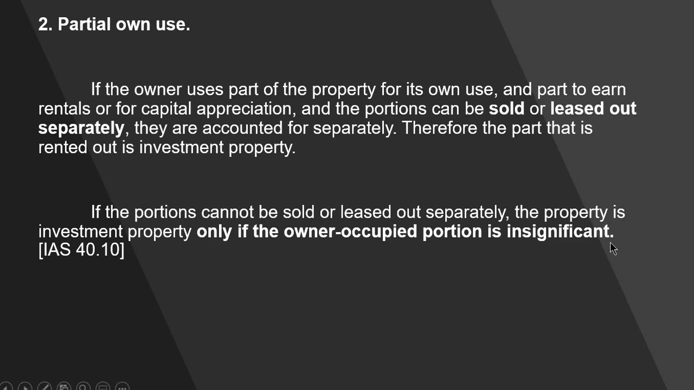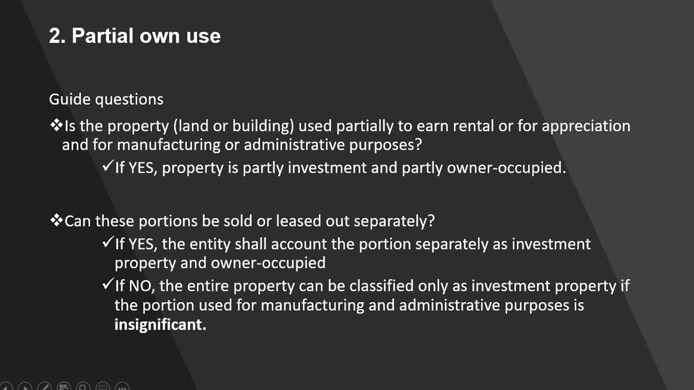Okay? For example, you have a building with 50 floors. Then only one floor is used for administrative purposes. The other 49 floors are being used as rental spaces, or held out for capital appreciation. So 49 floors are the investment property portion, and only one floor is the owner-occupied portion. Very insignificant. So in such a case, the whole building can be classified as an investment property. So actually we have a guide question here.